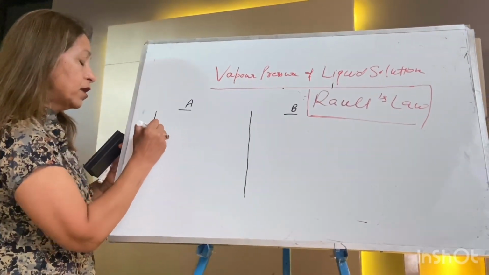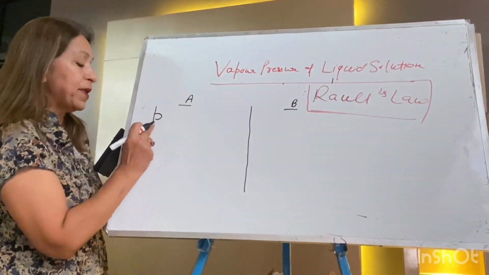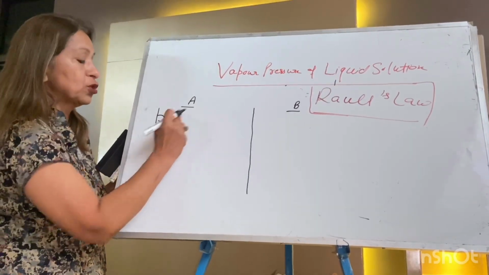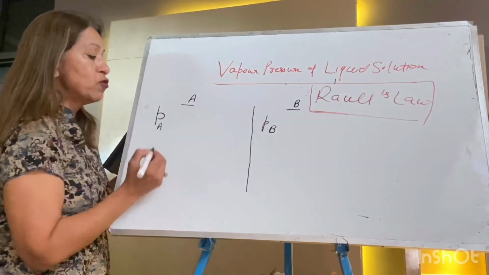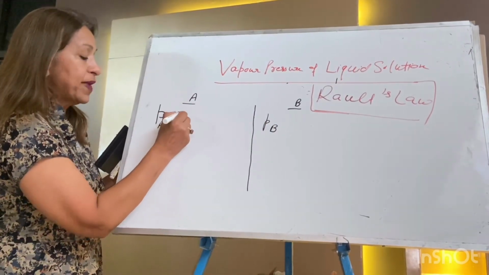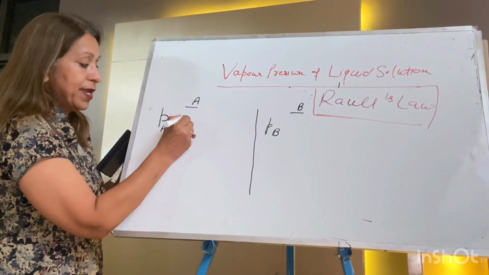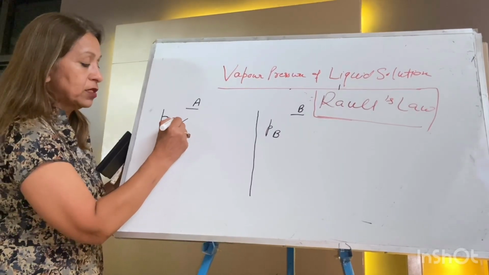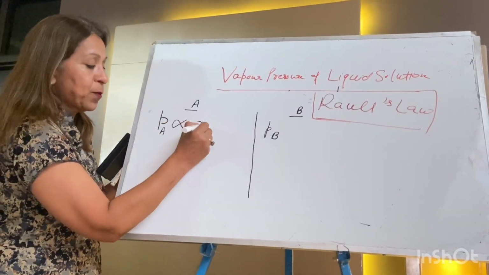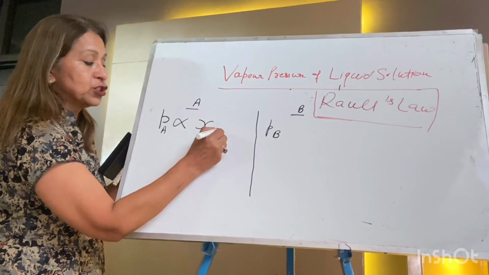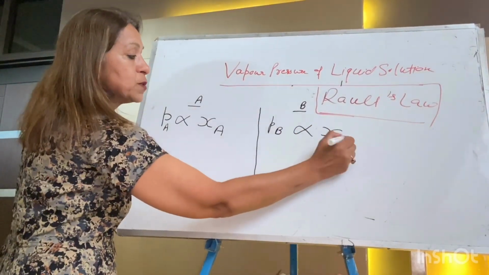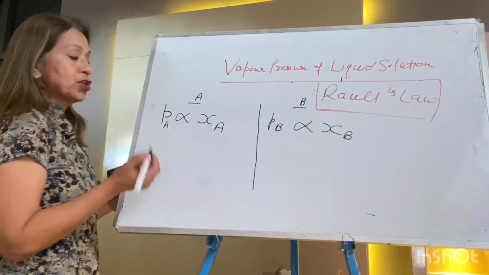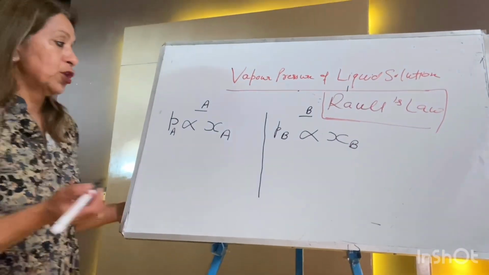According to Raoult's law, small p is the partial pressure of A, and this is the partial pressure of B. According to Raoult's law, the partial pressure of any component in a solution is directly proportional to its own mole fraction. Write down: PA is proportional to XA, PB is proportional to XB.